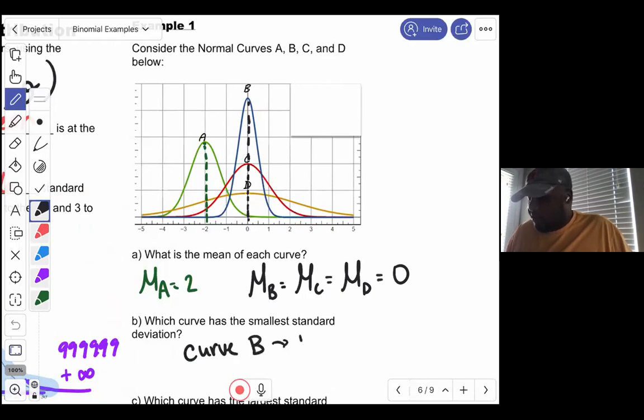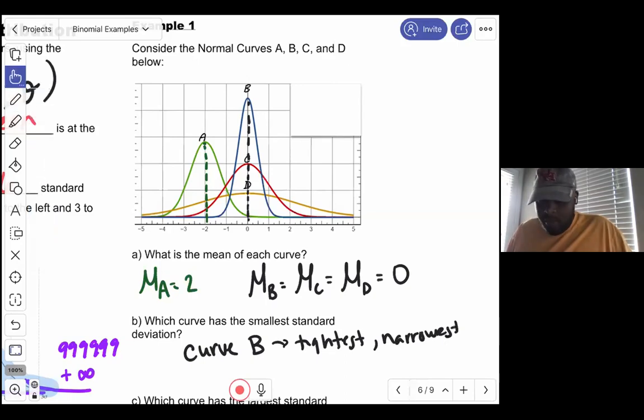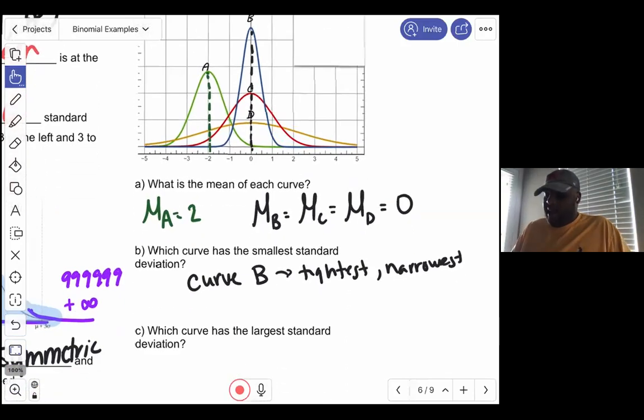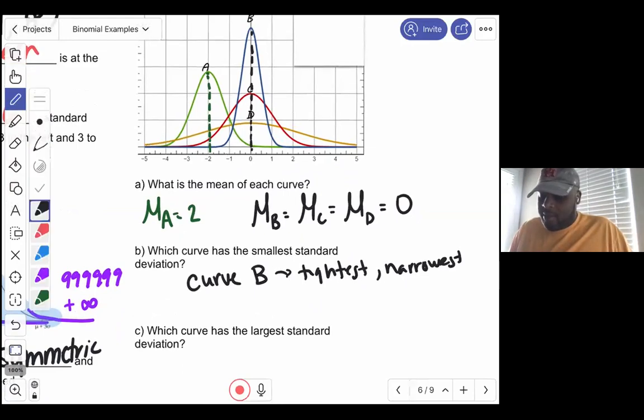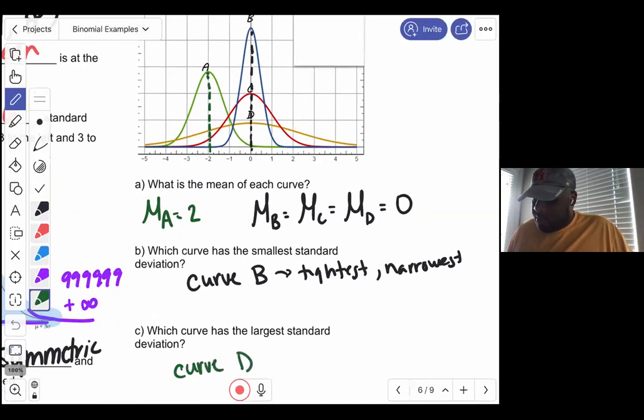That's because it's the tightest, or the narrowest. The curve that has the largest standard deviation is the one that's spread out the most, which would be curve D, because it is the widest, or the fattest, if you want to look at it like that. So the fatter the curve, the more spread out it is, the bigger the standard deviation. The tighter the curve, the smaller the standard deviation. What makes these curves different are where their means and their standard deviations lie.